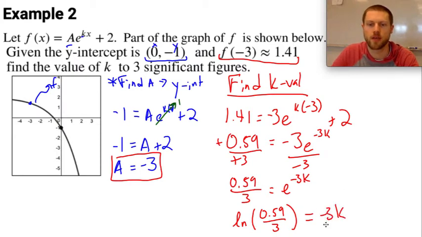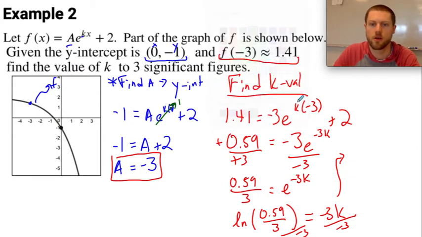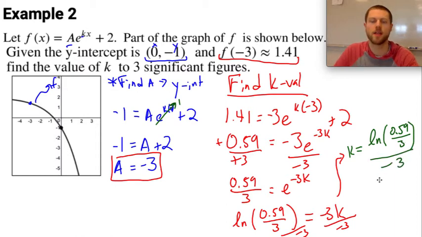Divide both sides by -3, and I'll switch to a different color just so it doesn't look too busy. So k is going to equal the natural log of 0.59 over 3, all that divided by -3. And that's some number that I can't calculate in my head, so we're going to go back to the calculator and get an approximation for this, up to 3 significant figures.